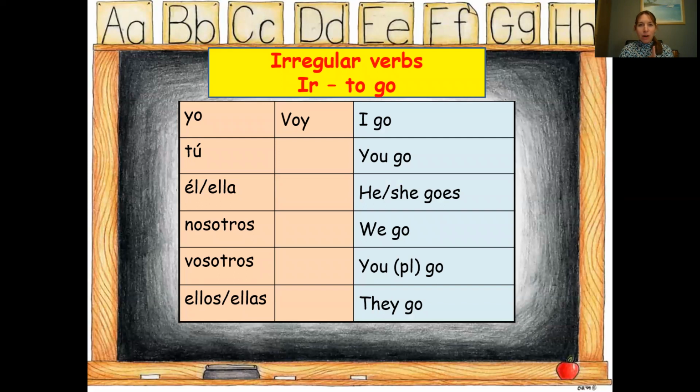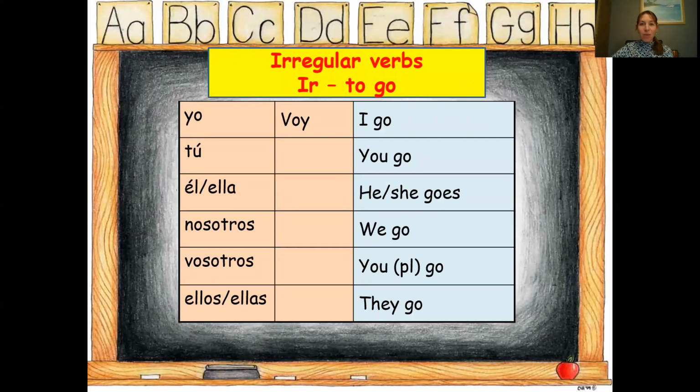So pause this video, look at this table. It's the same one that was in our lesson last week. See if you can remember the conjugation. Pause, give yourself a minute to do that. I'll give you a clue, they all start with V's, which remember in Spanish we pronounce as B's. So pause and we'll have a look at that.